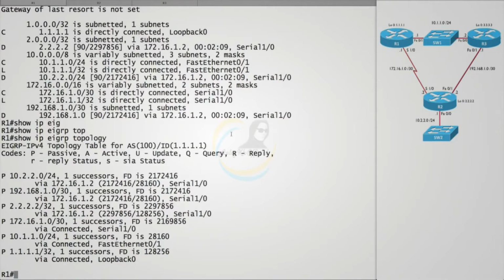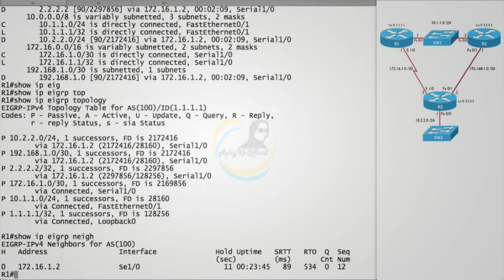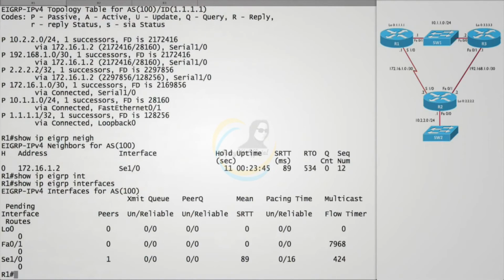Are we a neighbor with R3? Let's check it out. Let's do a show IP EIGRP neighbor. I'm not a neighbor. I only have one neighbor and it's R2. Let's take a look at the EIGRP interface table. I'll do a show IP EIGRP interfaces. Looks like all of my interfaces are participating in EIGRP.